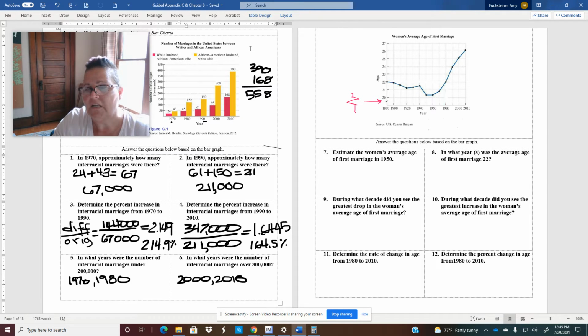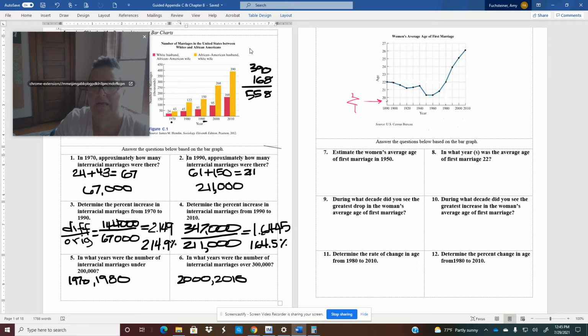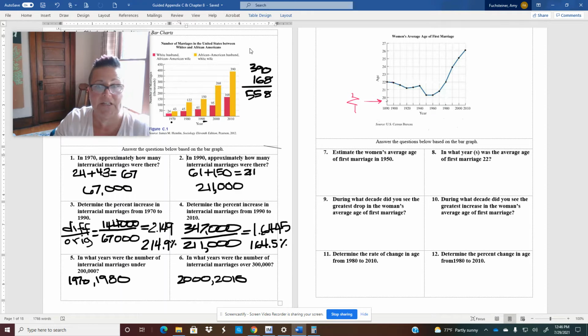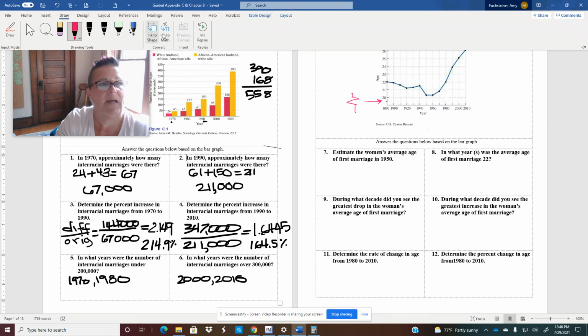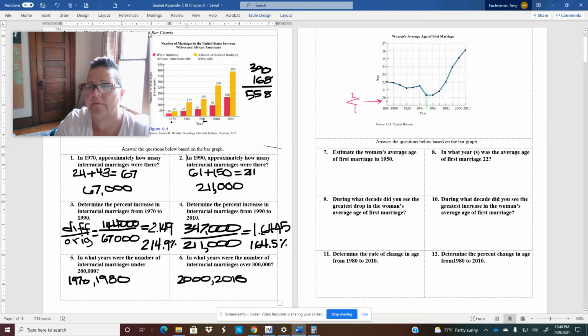So just so you understand where that is coming from. All right, so we're going to estimate the woman's average age of first marriage in 1950. So we're going to find 1950, which is right here. I'm going to grab my highlighter, and we're going to follow 1950 up. Look at where 1950 crosses our line.